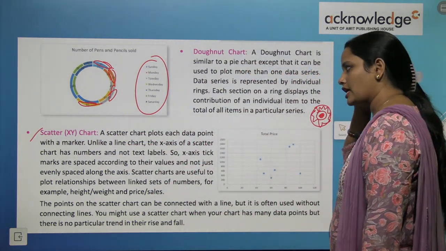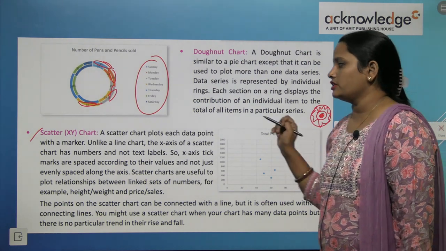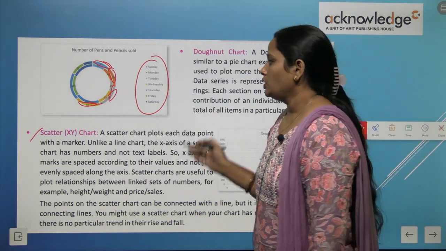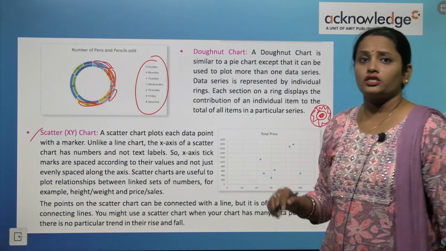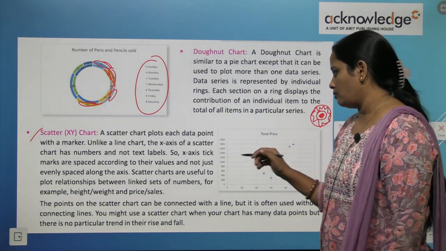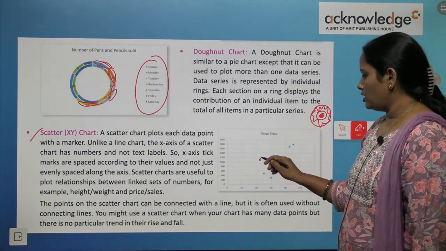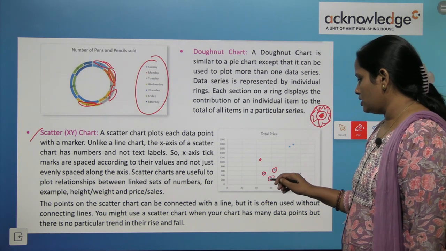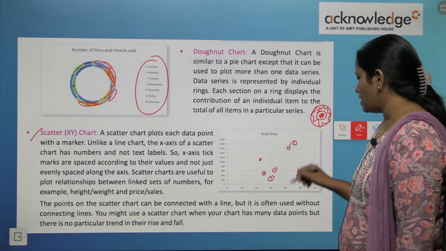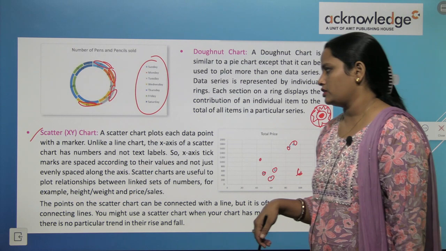Next comes the scatter chart, XY chart. This is also called as XY chart because here X and Y axis are used. A scatter chart plots each dot point with a marker. Here we can see there are some points made in a book. So here the data is scattered everywhere.